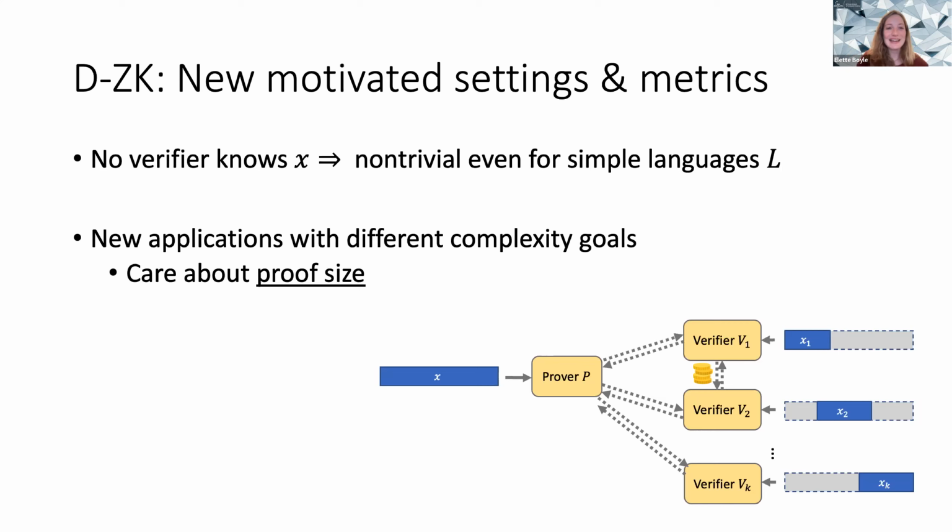And because of this, and because of interesting applications of this new notion, there are going to be some different complexity goals than maybe in other application settings. In particular, we're going to care a lot about the proof size, or in turn, the communication that the prover is sending to the verifiers. And of course, this is probably pretty natural or expected, given the fact that I want to use these in MPC protocols and I don't want to incur much communication.